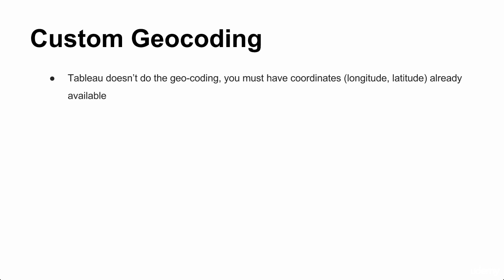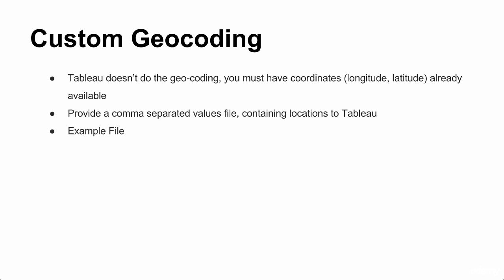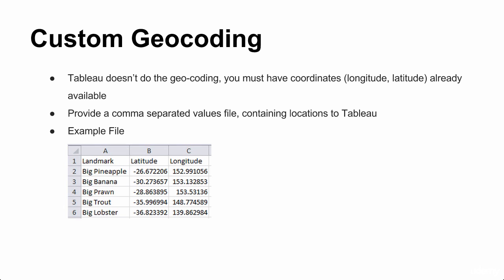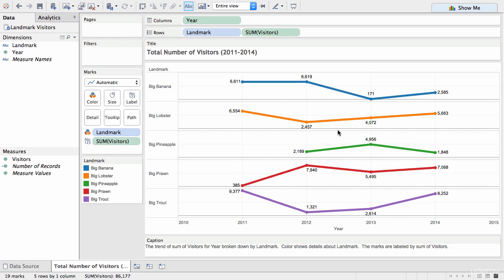So the first step in this process is to actually create a comma-separated values file containing each of the landmarks to geocode, stored in a single column, as well as the latitude and longitude columns. It should look something like the following. Okay, so once we have a file like this, let's see how we would use it in our workbook to do custom geocoding.